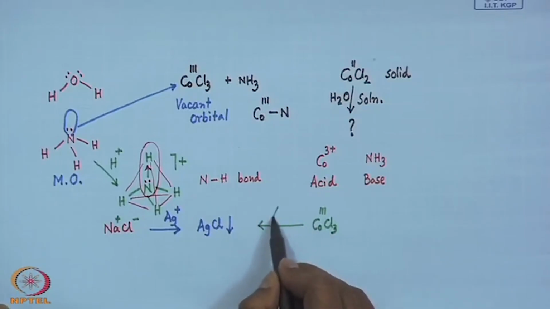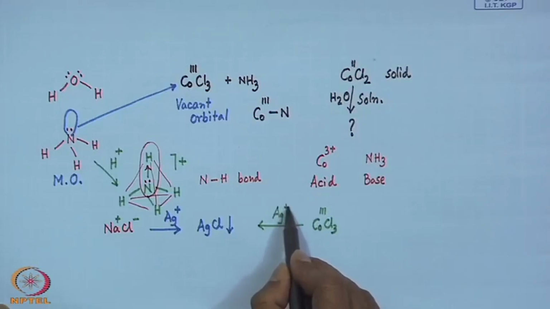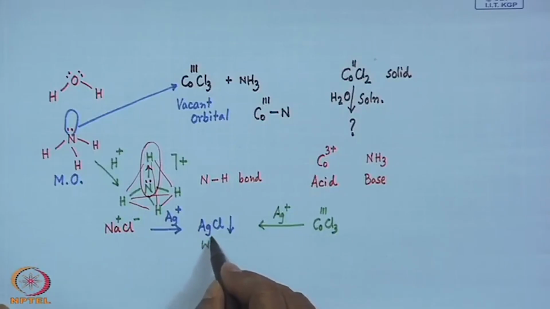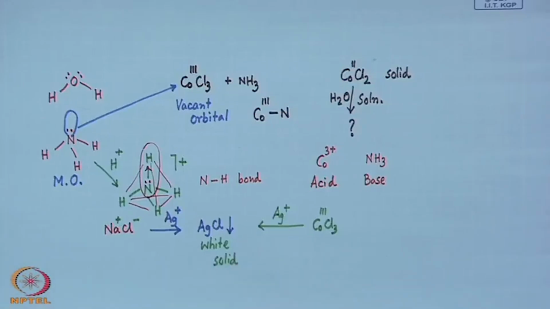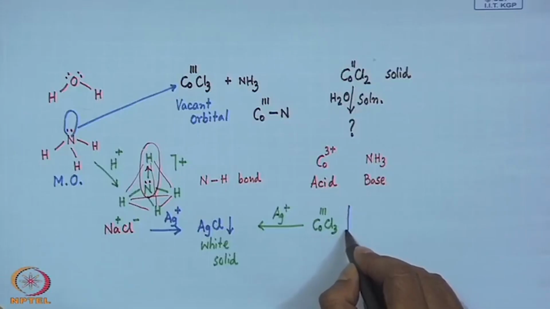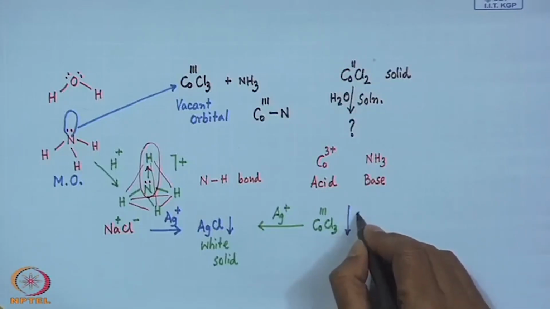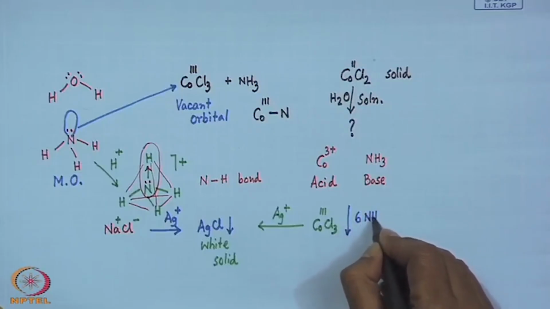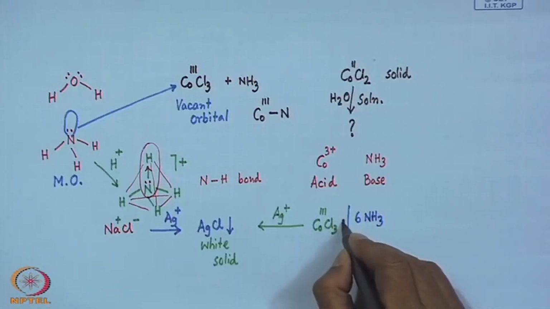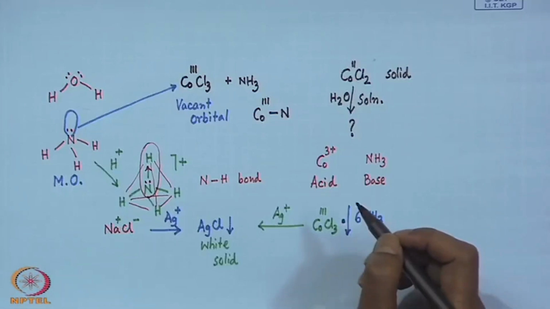So, the same reaction with Ag plus will definitely go for the precipitation of silver chloride as white solid in solution, because that is getting precipitated out from the solution. Now here the situation is a little bit different, because we have added 6 ammonia molecules to this cobalt chloride salt, and we got some composition of this, which is CoCl3 center dot 6 NH3.